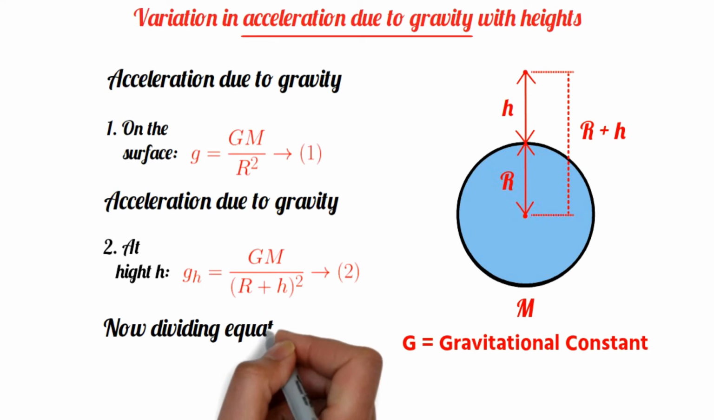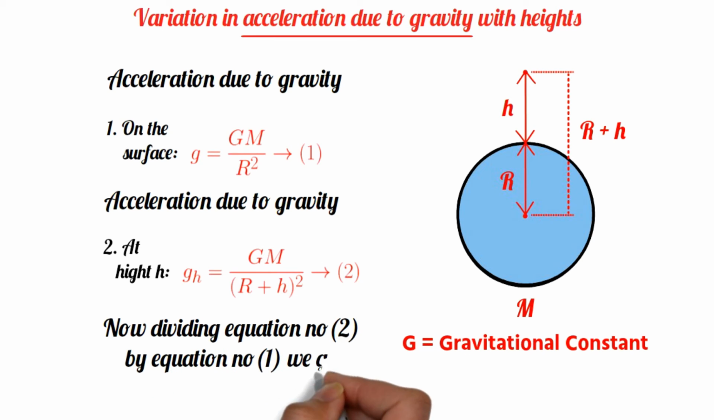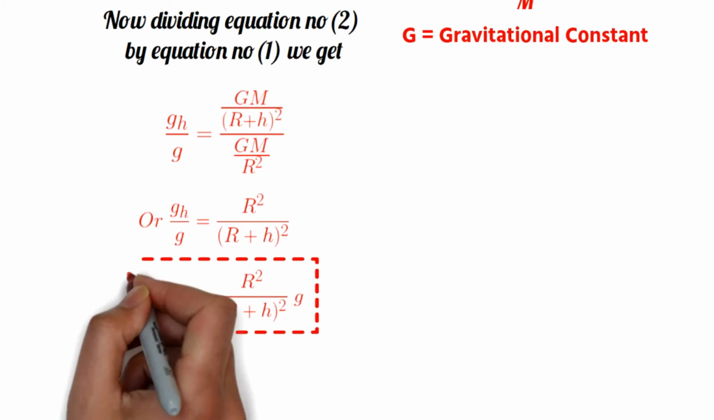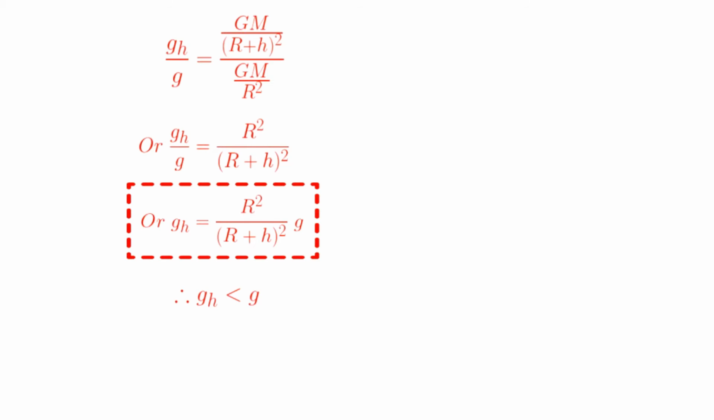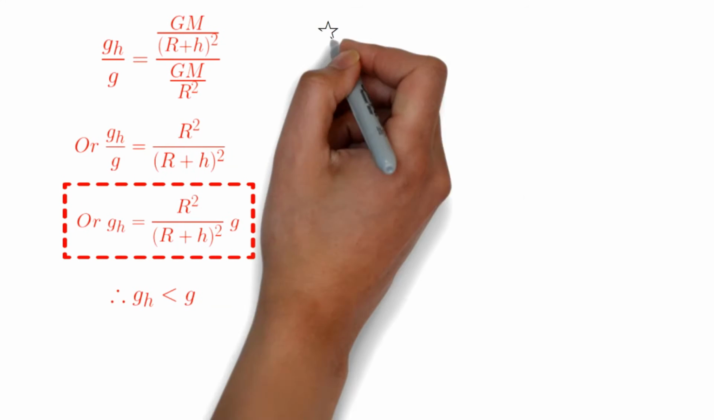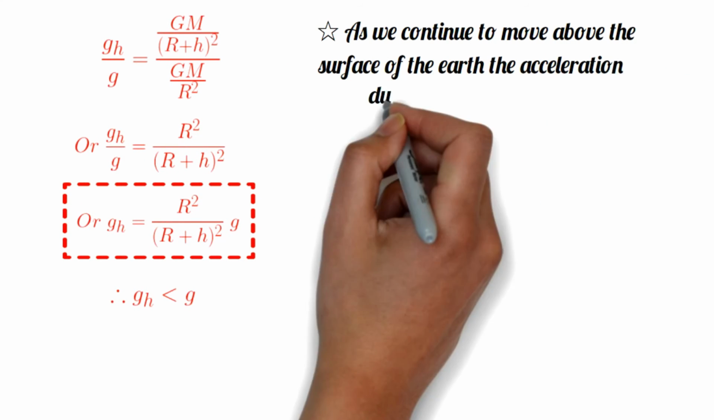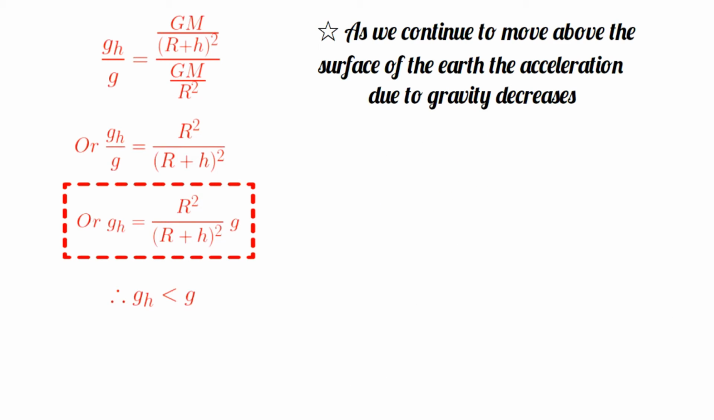Now dividing equation number 2 by equation number 1, we get gh is equal to r squared divided by (r plus h) whole square into g. This relation clearly shows that gh is less than g. This means that as we continue to move above the surface of the Earth, the acceleration due to gravity decreases.